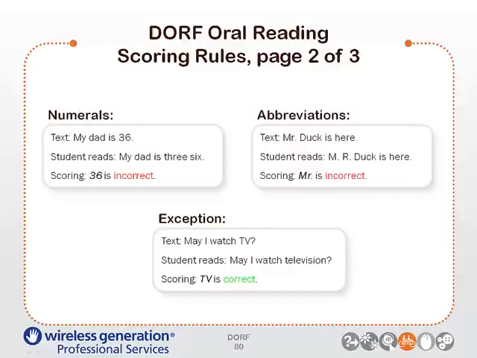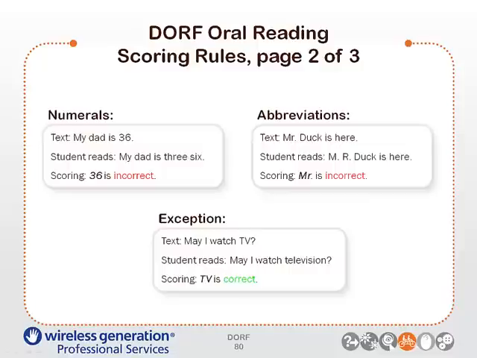Here are some scoring rules for numbers and abbreviations. Score numerals and abbreviations incorrect if spelled out or read number by number. So for example, my dad is 36. If the student reads, my dad is 3 6, you would mark incorrect 36. For abbreviations, the text reads, Mr. Duck is here. If the student reads, M.R. Duck is here, Mr. would be counted as incorrect.